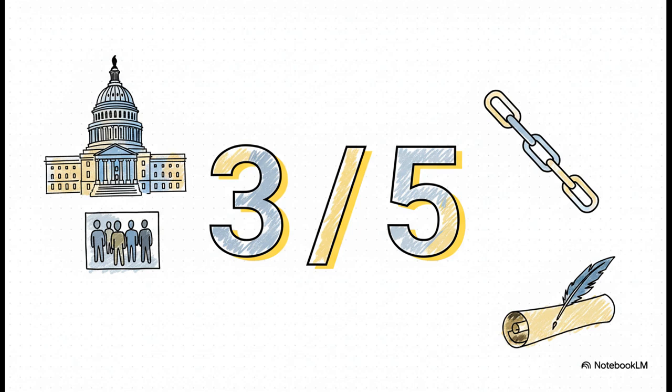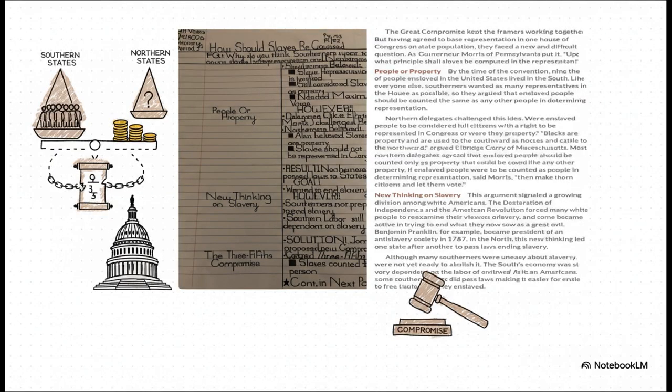Now that population was a key part of how power was divided, a terrible question came up. How should enslaved people be counted? As these notes show, this was an incredibly ugly debate. The southern states wanted to count enslaved people in their population to get more representatives and more political power. The northern states, on the other hand, argued that if enslaved people were legally considered property, then they shouldn't be counted for representation at all.